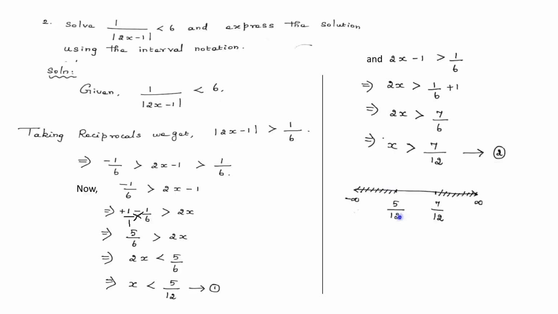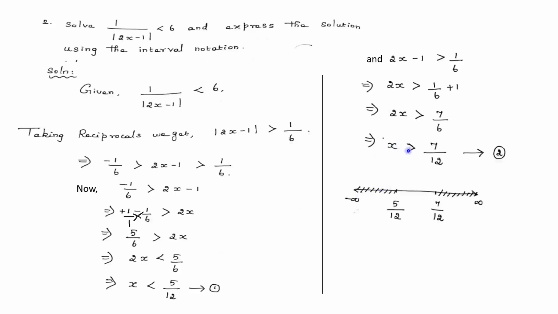In that, the first one as the smallest number, the second one as the biggest number. So I have to represent minus infinity, 5 by 12, 7 by 12 and infinity. Then you have to shade the region which x has. That is x belongs to portions. Here x is less than 5 by 12. That means x can take the smallest value up to the greatest value, which is 5 by 12. So the numbers which are less than that value are shaded on the left side of this number line.